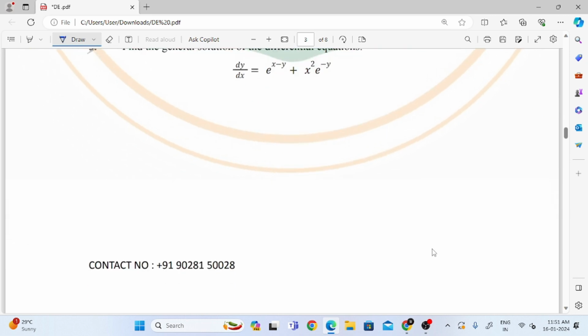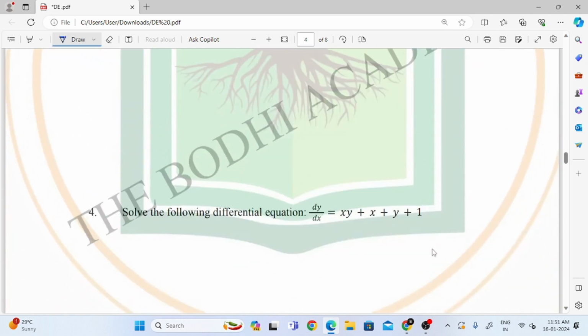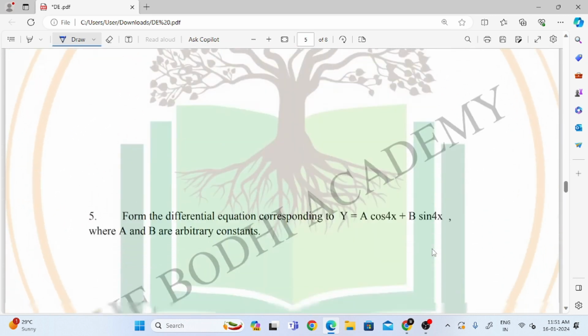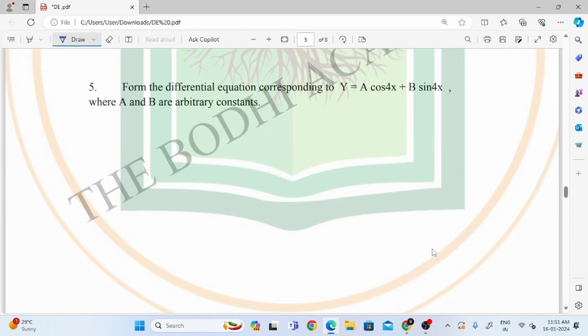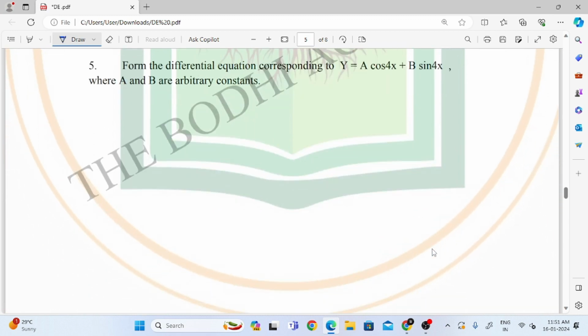Before solving this question, we will solve the same type, forming the differential equation. Look at this question first. It is given that y is equal to a cos 4x plus b sin 4x. In this equation you can see that we have two arbitrary constants, a and b. That means for this equation we will get a second order differential equation.